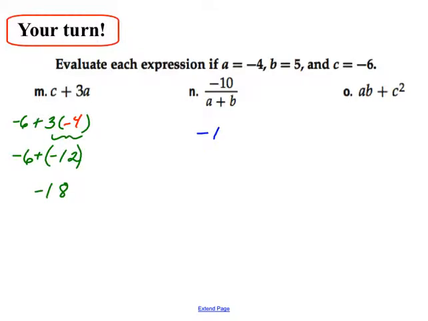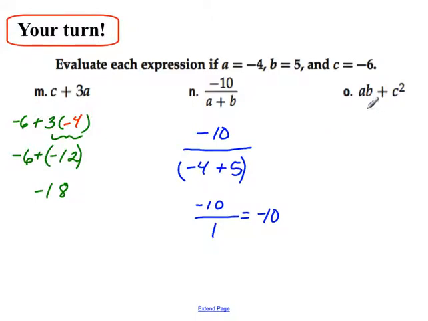Letter N, we're going to go ahead and do this one. It says negative 10 divided by, let's just replace the a and the b, negative 4 plus 5. a is negative 4, b is 5. Now remember, this division bar is kind of like putting parentheses around anything that's added or subtracted in your numerator or denominator. So you have to do that first before you can do this division. So this means we have negative 10 divided by negative 4 plus 5. So we're going to subtract the numbers, and we end up getting a positive 1. So our answer is negative 10.